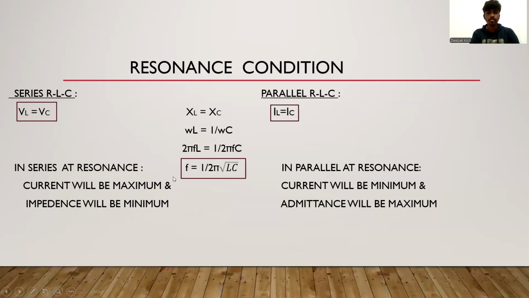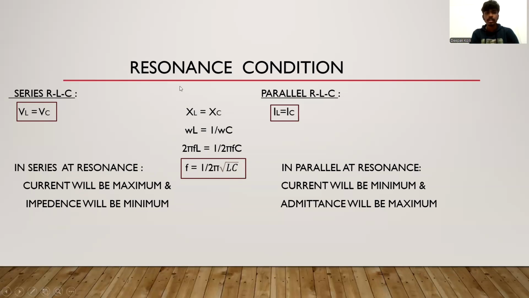In both the parallel and series RLC circuits, the third case is the resonant condition, where in the series RLC circuit VL is equal to VC, and in the parallel RLC circuit IL is equal to IC. This indicates XL is equal to XC, where omega L is equal to 1 by omega C. Finally, we get the frequency equal to 1 by 2 pi root LC. This is the resonant frequency.